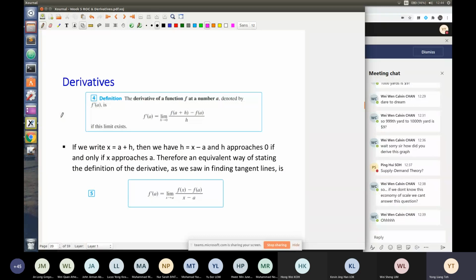Derivative, so this one is just basically rewriting what we have learned previously, right? So I'm not going to go through it in detail. You can go through it yourself. It's just repetitive.